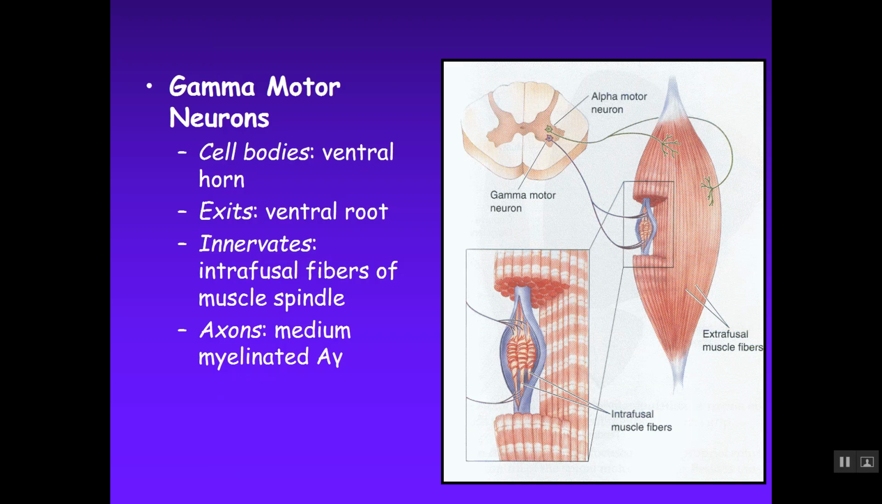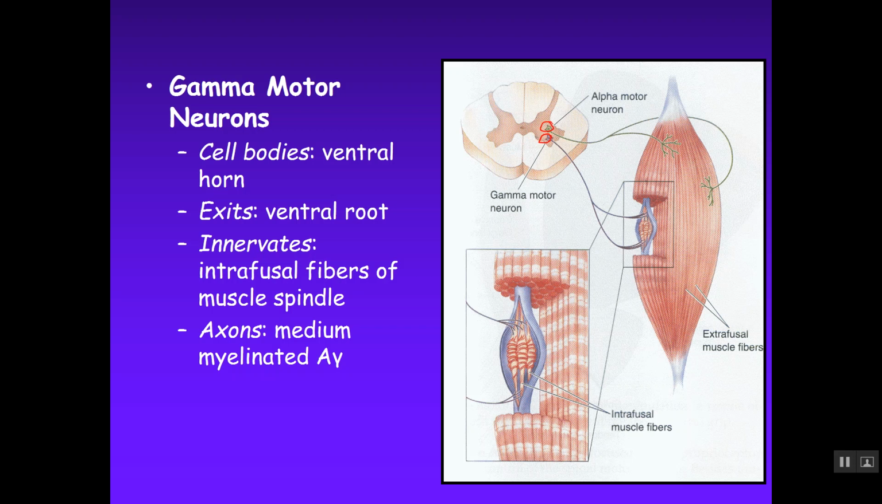Then we have gamma motor neurons. Those are the ones sending a signal to the intrafusal muscle fibers, those little muscle fibers on each end of the muscle spindle that are embedded within the striated skeletal muscle. Here's an alpha and a gamma. They're all located in the anterior horn, all mixed together.